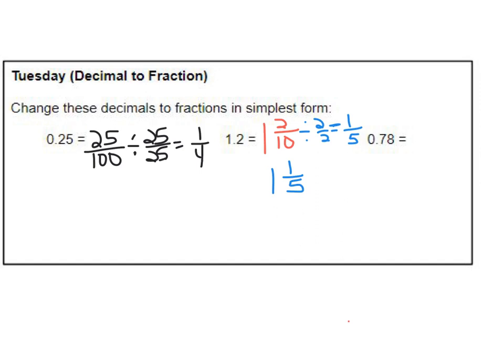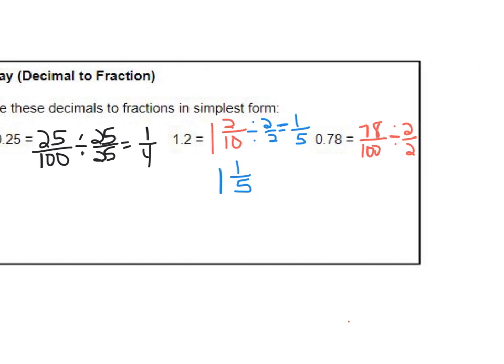The last one is going to be 0.78, which we would read as 78 hundredths. Now this one, we could divide by 2. So if I divide by 2, that's going to be 39 over 50. So can I simplify that more? Probably not. So then my answer is 39/50.